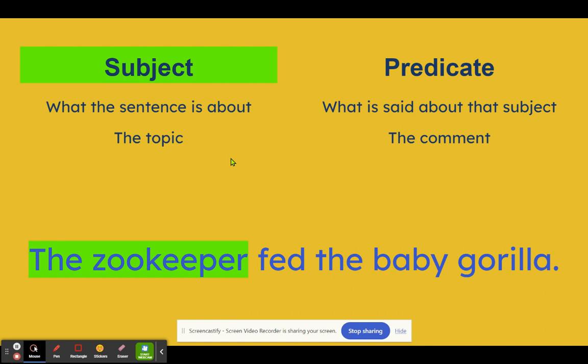The comment about that subject, or what is being said about that zookeeper, is that the zookeeper fed the baby gorilla. So everything from that point forward, everything from the verb and beyond it, is what we call our complete predicate. Now, we have practiced in the past with direct objects and indirect objects. All of those are part of that complete predicate. But our division in our binary sentence is between the subject and the predicate.